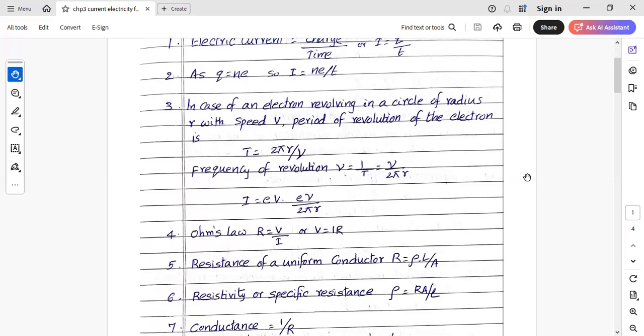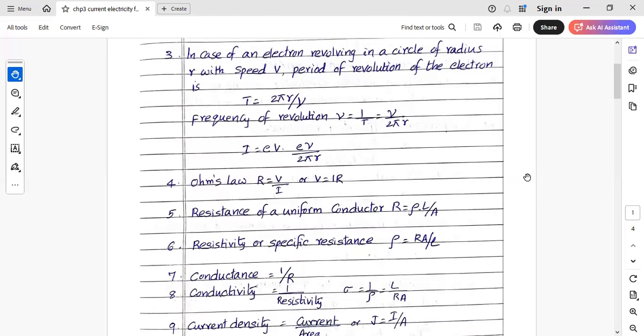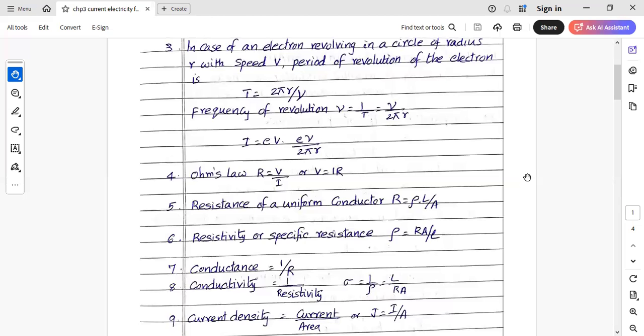Ohm's law: R is equal to V by I, or V is equal to IR. Resistance of a uniform conductor R is equal to rho into L by A. Resistivity or specific resistance rho is equal to RA by L. Conductance is equal to 1 by R. Conductivity is equal to 1 by resistivity. So sigma is equal to 1 by rho is equal to L by RA.